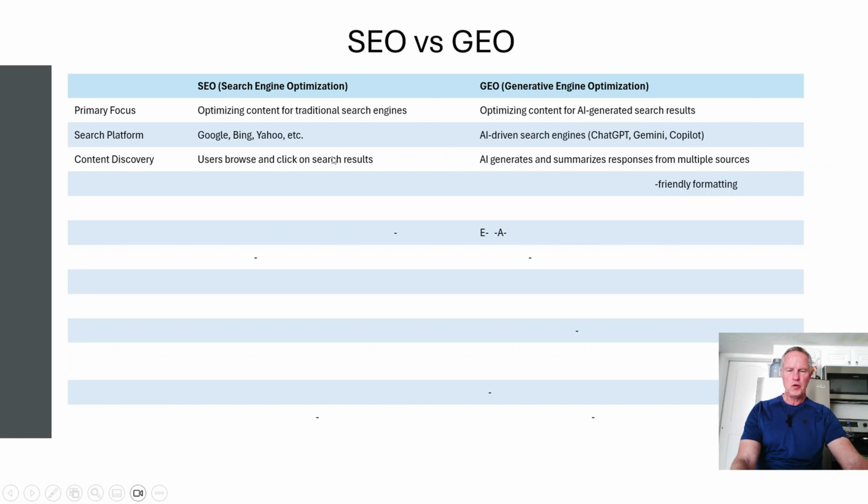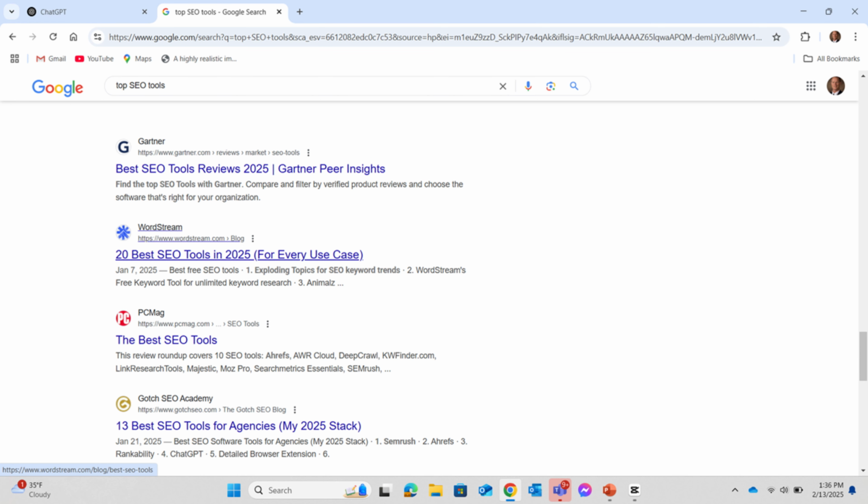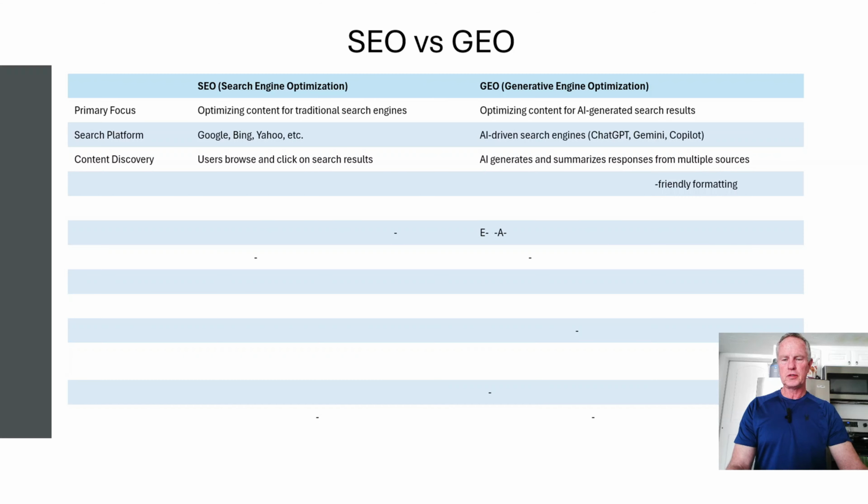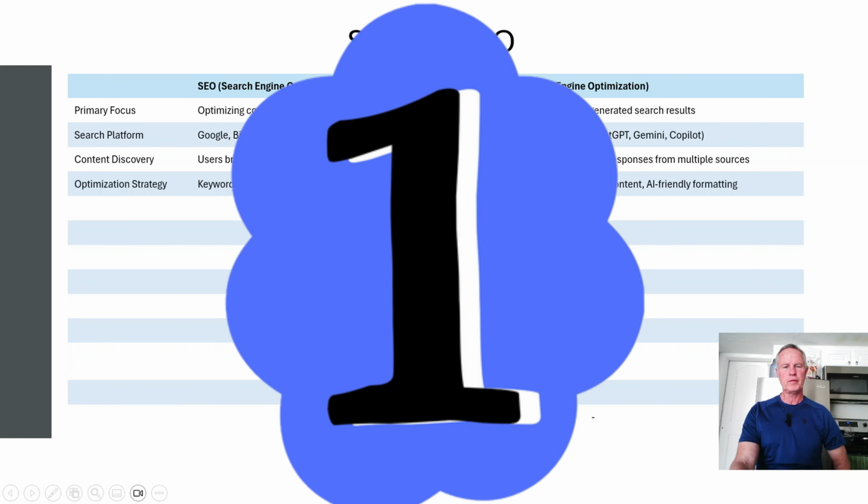Content discovery: users browse and click on search results, whereas in GEO, AI generates and summarizes a response from multiple sources. A little bit different. It's going to give you one answer quite often.